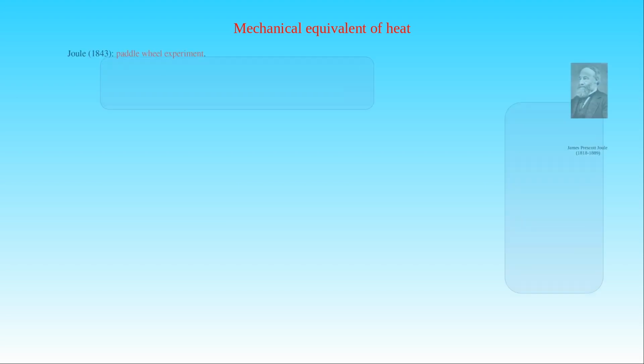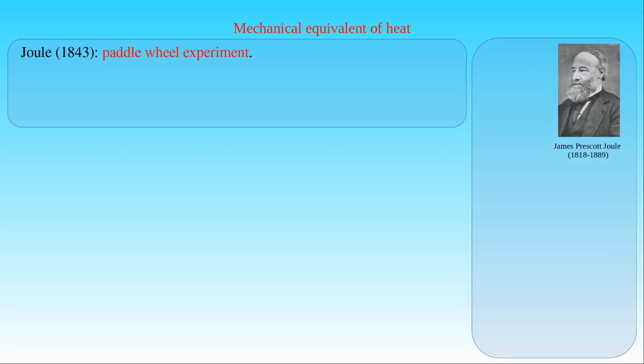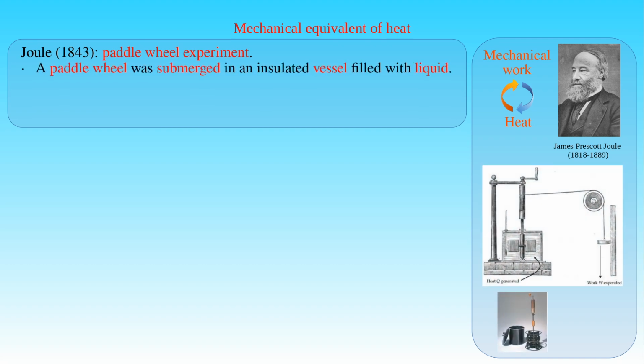James Prescott Joule, an English physicist, established that various forms of energy can be converted into one another, and in his paddle wheel experiment performed in 1843 he demonstrated that heat and mechanical work are both forms of energy by converting mechanical work into heat.